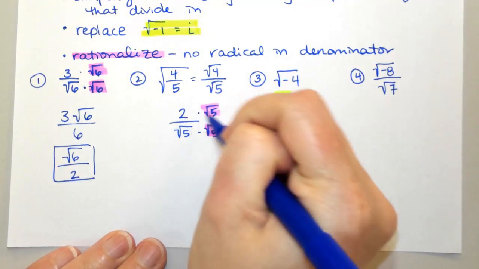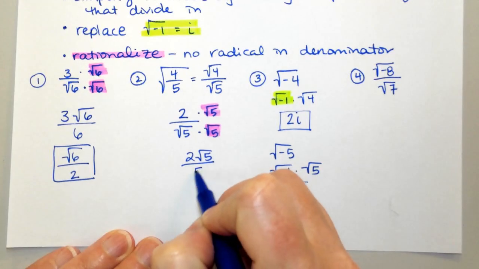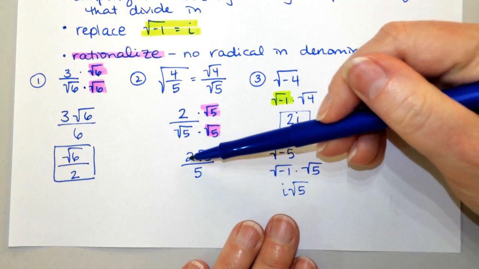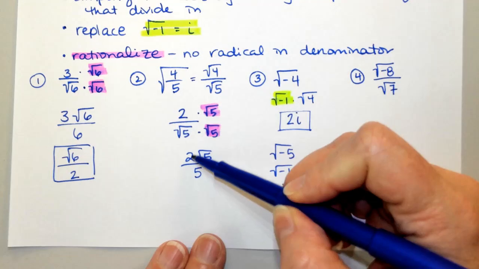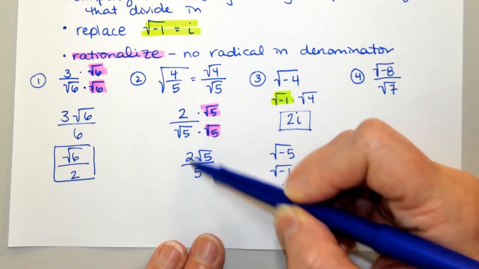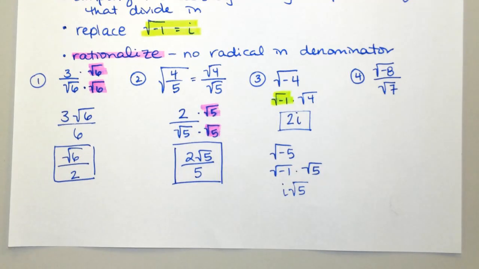So I'm going to get 2 root 5, and then root 5 times root 5 will just be 5. Since 2 isn't divisible by 5 and it doesn't reduce down, this would be my final answer. But if this were like a 10 or a 15 or something else, I would reduce it down more. Questions for me?